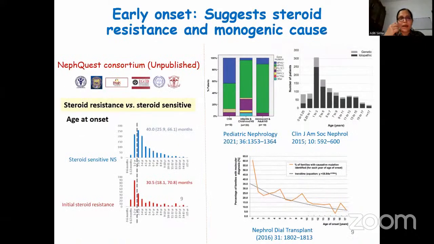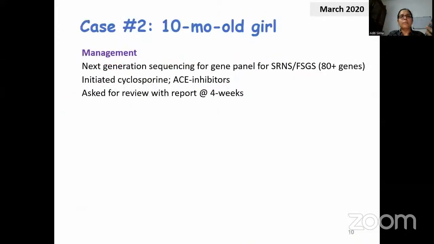Overall, an early onset of disease perhaps suggests steroid resistance more than steroid sensitive disease. This is unpublished data from our own NEFQuest consortium longitudinal disease follow-ups of almost 1,500 patients, wherein we find that patients with steroid resistance tend to be 10 months younger than those with steroid sensitive disease. Even within the steroid resistance, it is found based on data from large data sets of the PODONET registry, Hildebrandt's work in the USA, and the RADAR registry, that the younger the patient, the higher the prevalence of monogenic etiology. So these graphs and bar diagrams indicate the same result, that the proportion with monogenic cause is the highest in the youngest. So we come back to our patient.